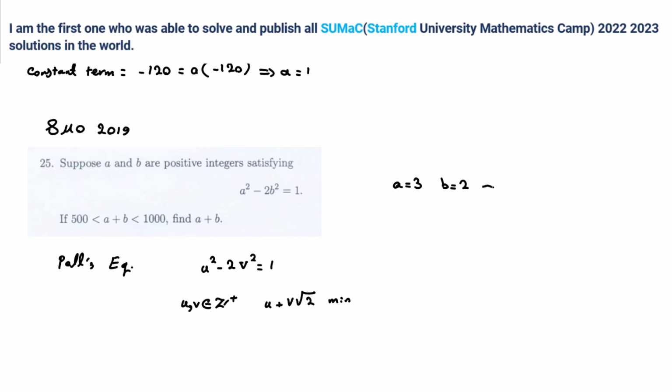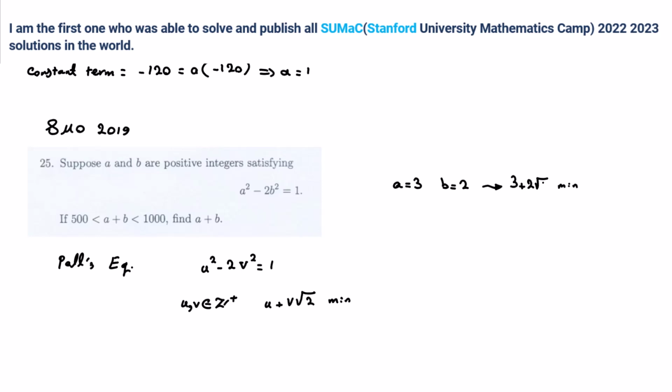For example, for this one, the u plus v root 2 that is minimum is what? Can you tell me? We should check what should be minimum, because we have other answers. We should calculate the value of this and check whether it is minimum or not. What's the value of this? 3 plus 2 root 2. Yes, we want to say it is minimum.